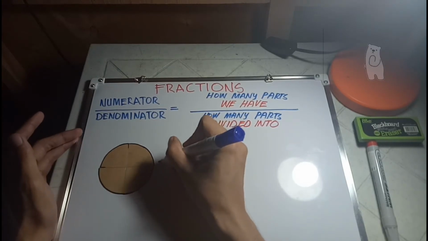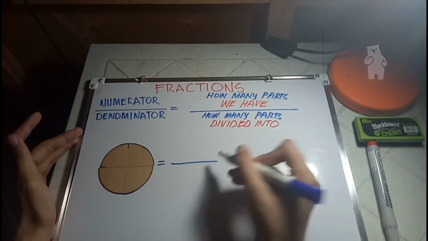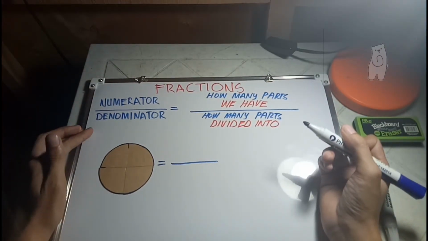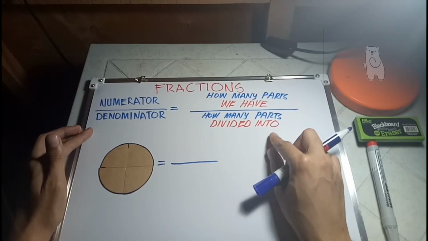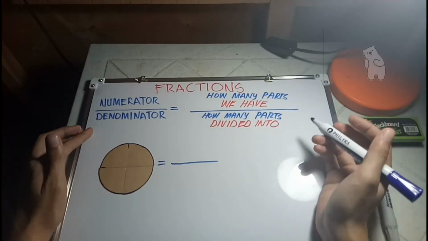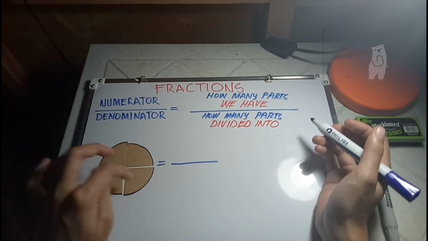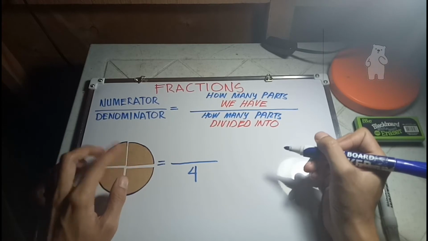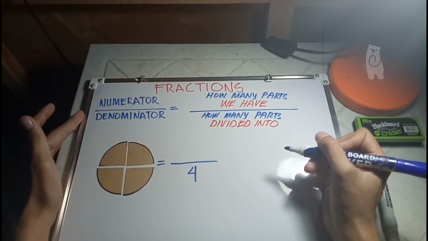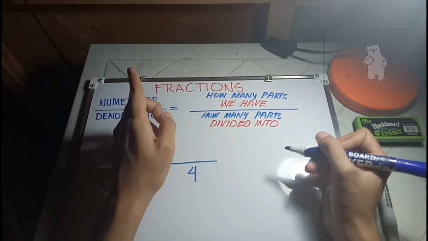So for example, I want this to be represented in a fraction form, so I will just draw a dash line. Then first I'm going to do the denominator. As stated above, the denominator represents how many parts it is divided into. So this pizza, it is divided into 1, 2, 3, 4. So apat siya. Sa taas naman, sa numerator, it says that numerator represents how many parts we have.